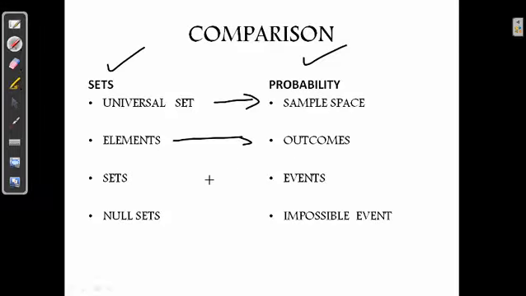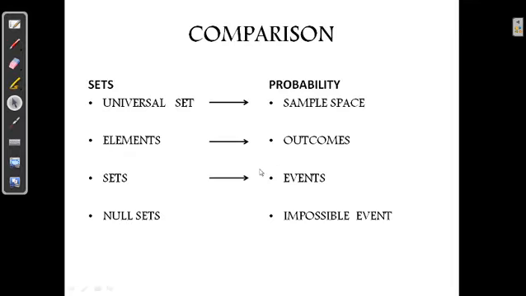So universal set will be called sample space, elements will be called outcomes, sets will be called events, and null sets will be called impossible event. So this is the analogy between sets and probability. Assume that you have already studied sets, so I will be going with probability, since your subject deals with probability.